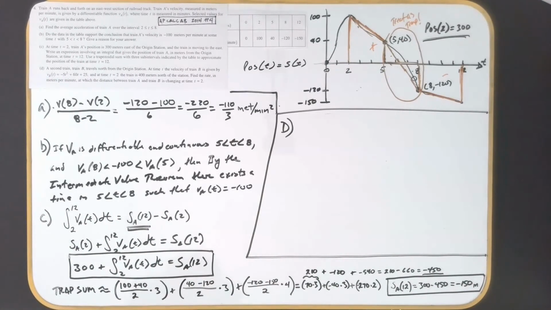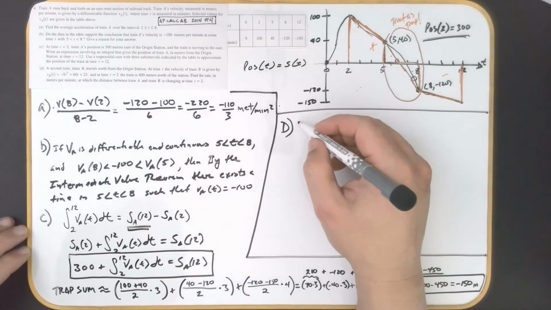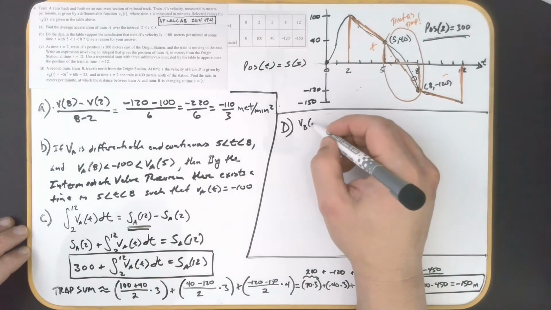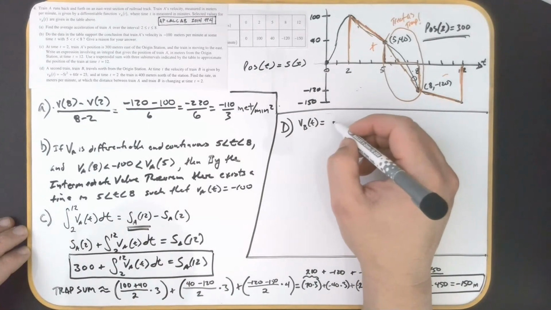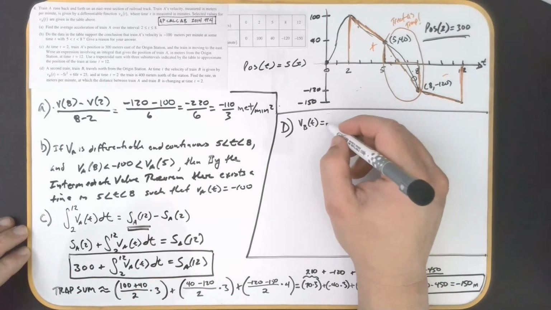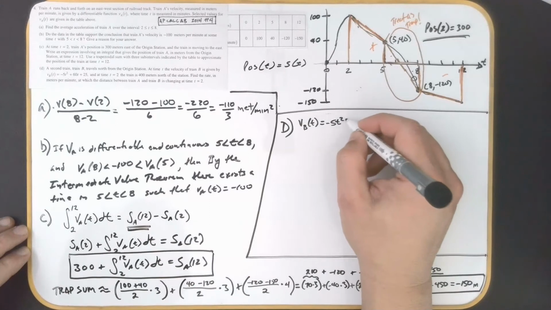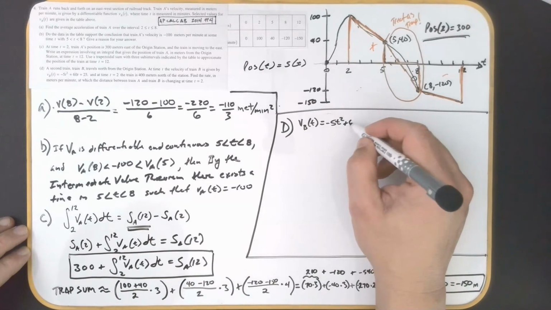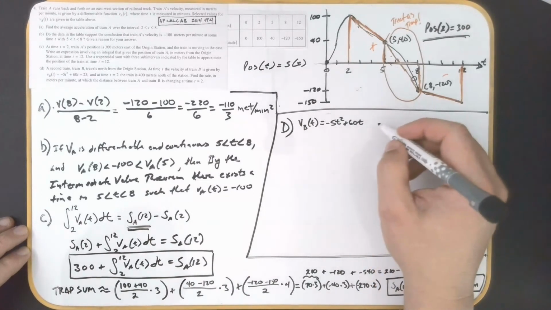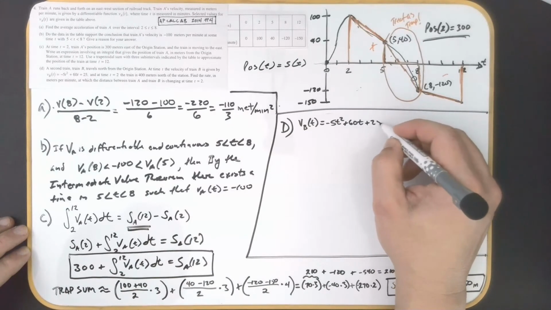D says, a second train, train B, travels north from origin station at time t. The velocity of train B is given by v of B is equal to, so we actually get a velocity function. So train B has its own function, but we get it this time. And it's a relatively simple one. It's a quadratic, because this is a no calculator question. So we're probably going to have to manipulate this. So negative 5t squared plus 60t plus 25.